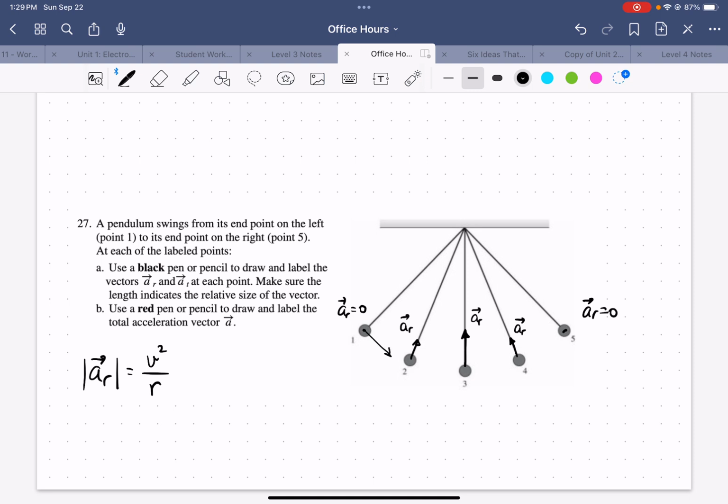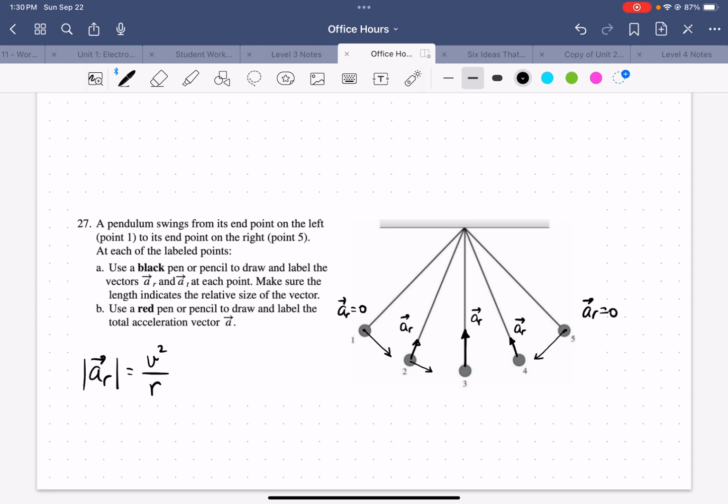So it's going to be sort of in the direction that the pendulum will be moving as it leaves those points. And then at 2 and 4, if the pendulum is swinging left to right, then at point 2 it's going to be gaining speed. So the tangential acceleration will be in this direction. And at point 4, it will be losing speed. So it will be moving to the right. The acceleration will be in the opposite direction to its motion, which will be in this direction.